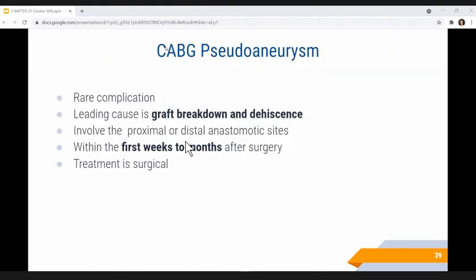Then we have pseudoaneurysms, which is a rare complication, and most commonly they occur due to graft breakdown and dehiscence. Compared to SVG aneurysms, they tend to occur at the proximal or distal anastomotic sites and within the first weeks to months after surgery.